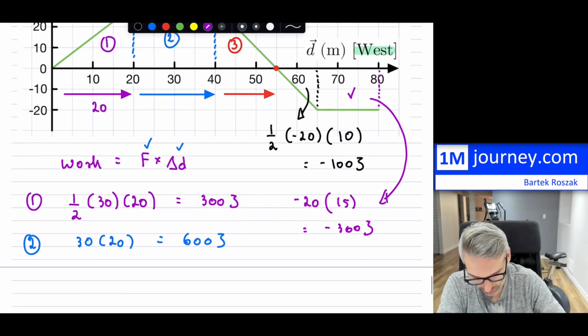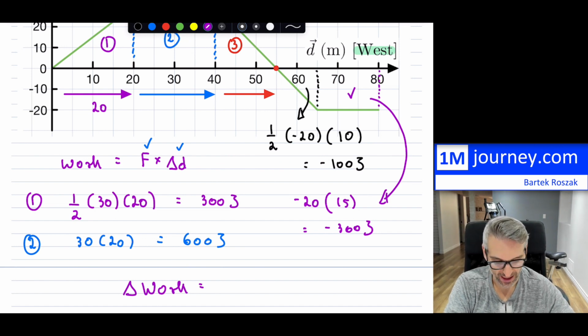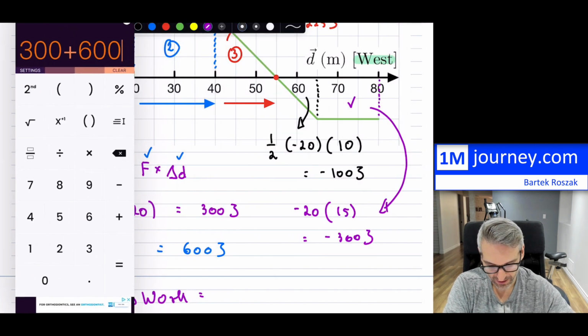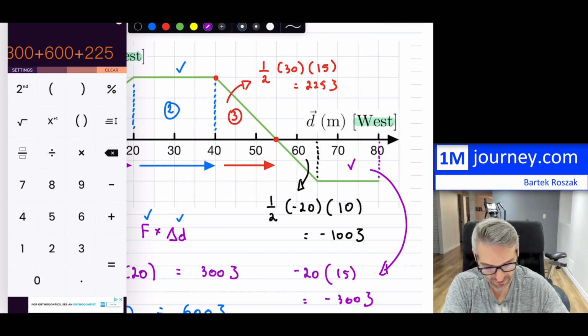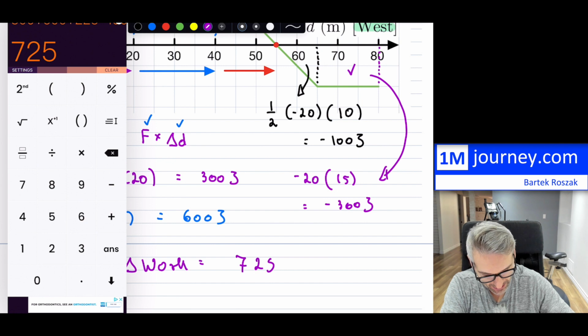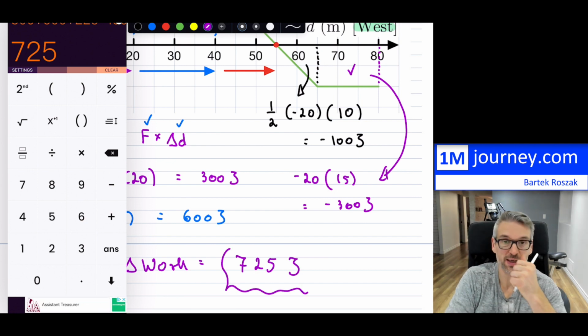Now, if you wanted the total work, I'm just going to say the change in terms of the work, you can certainly add all of these up. So you can add up all the pieces and see what it will be. If I go straight from the first one, that one was 300 plus the 600, that's the second piece. The third piece was 225, then I had -100, and then -300, and that would give you that the total amount of work, at least over that particular distance, would have been positive 725 joules.